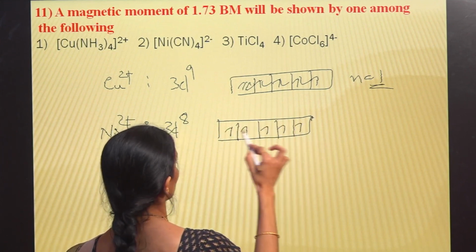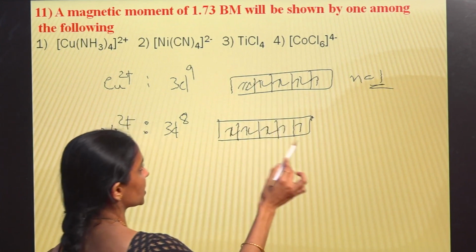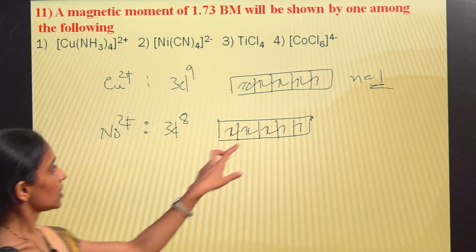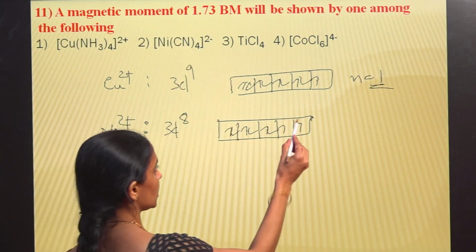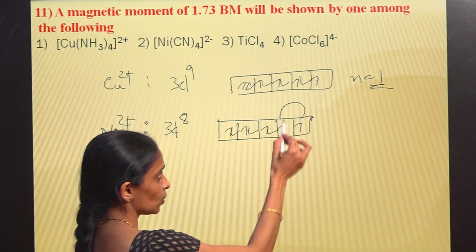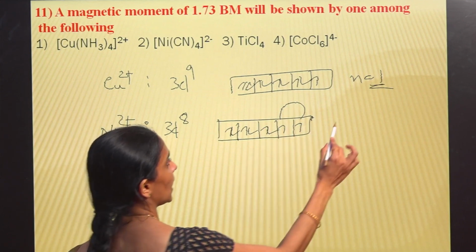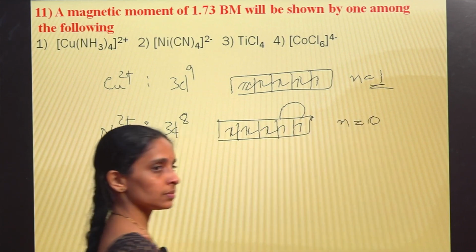Originally, we write the configuration like this. This is 3d8. This is unpaired, but because the cyanide ligand is there, these two electrons also pair up and the unpaired electrons become 0.